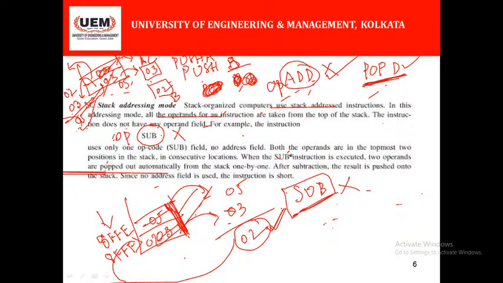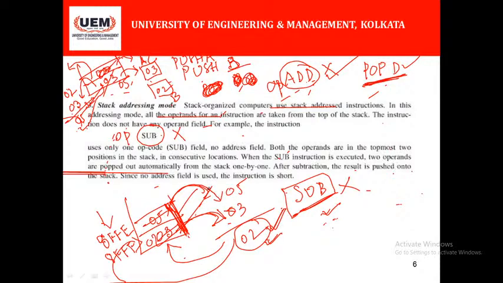Okay, so when the sub instruction is executed, two operands are popped out automatically from the stack one by one. So look at that. First of all, 05 is popped out. Next, 03 is popped out. Okay, then we perform the operation, we generate the result, and the result is pushed onto the stack. So look at that, our result is 02. We push the result into the stack.